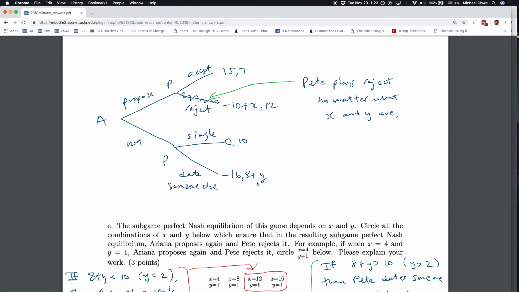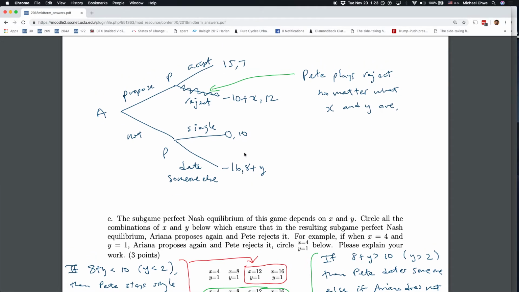So it's almost easier to, is that right? Yeah, look, it's easier to bribe Pete than to bribe Ariana in some sense, right? If I'm bribing Pete enough, I'm going to make that minus 16, and therefore Ariana will definitely propose. You see what I'm saying?